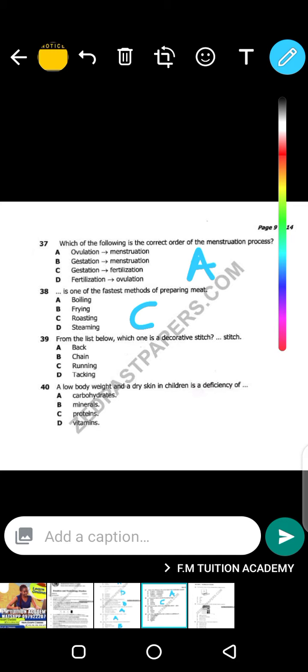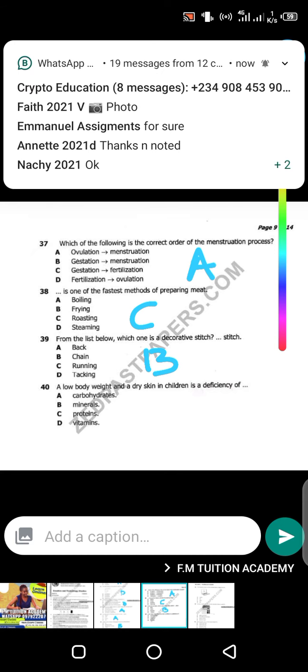Okay, 39. 39 says, from the list below, which one is a decorative stitch? It is the chain, B. Okay, these are different types of stitches. So the chain stitch, it looks like a chain. When you look at it, it looks very nice. So it is decorative. It is chain.